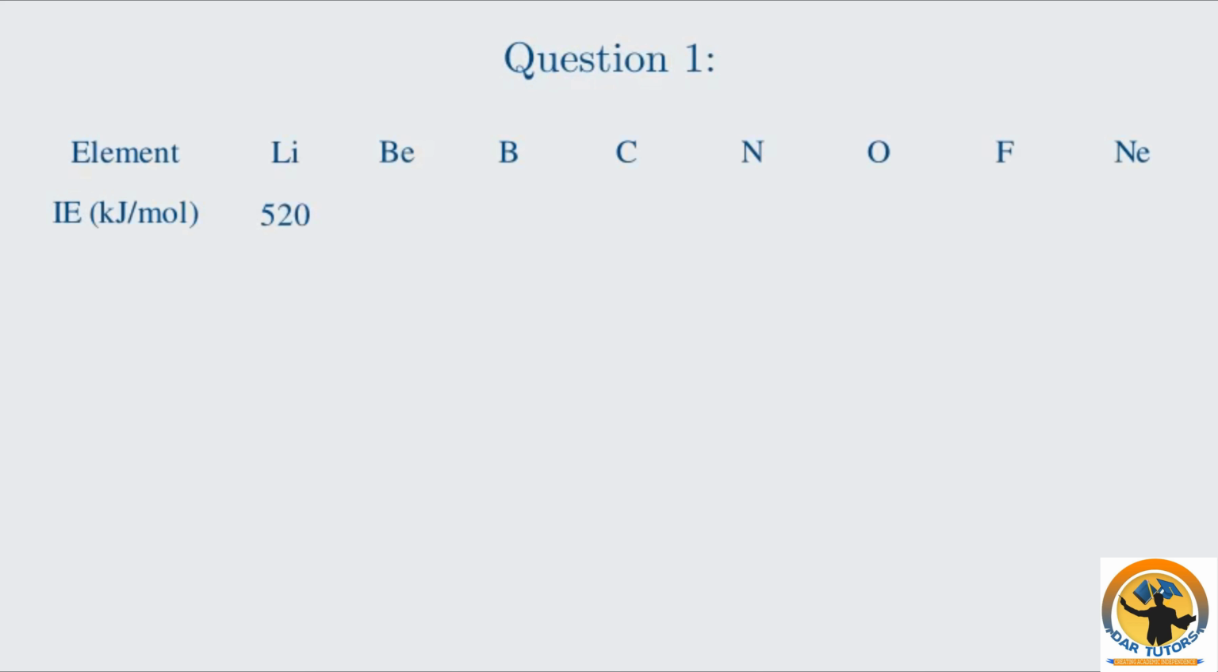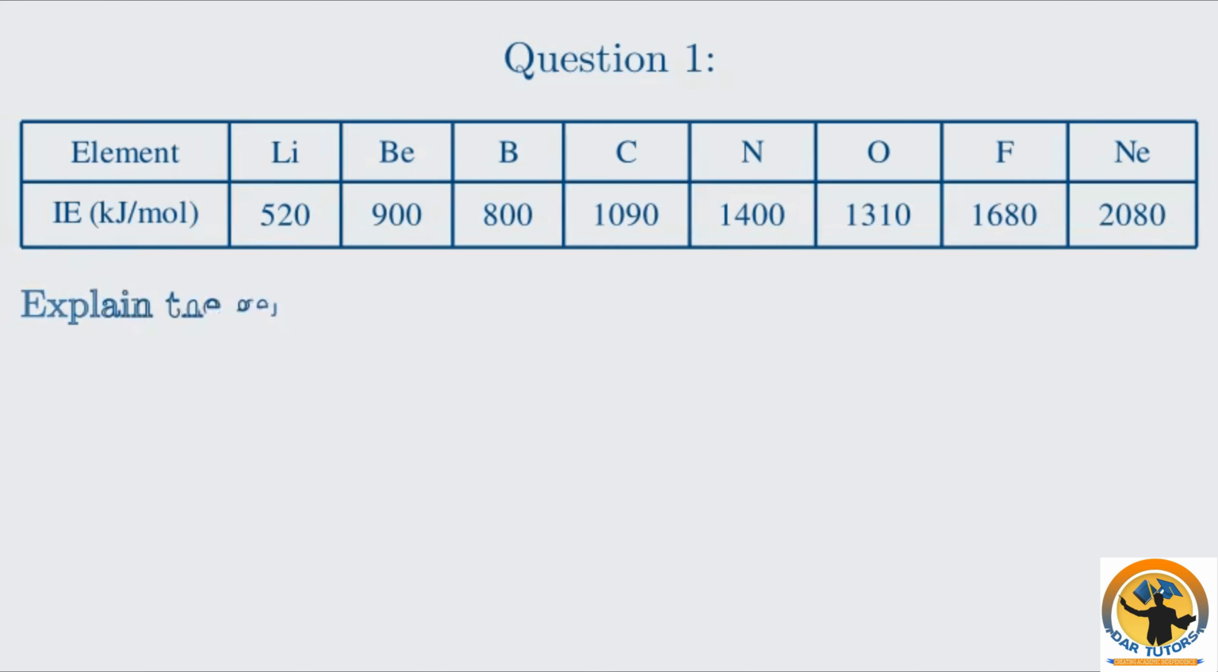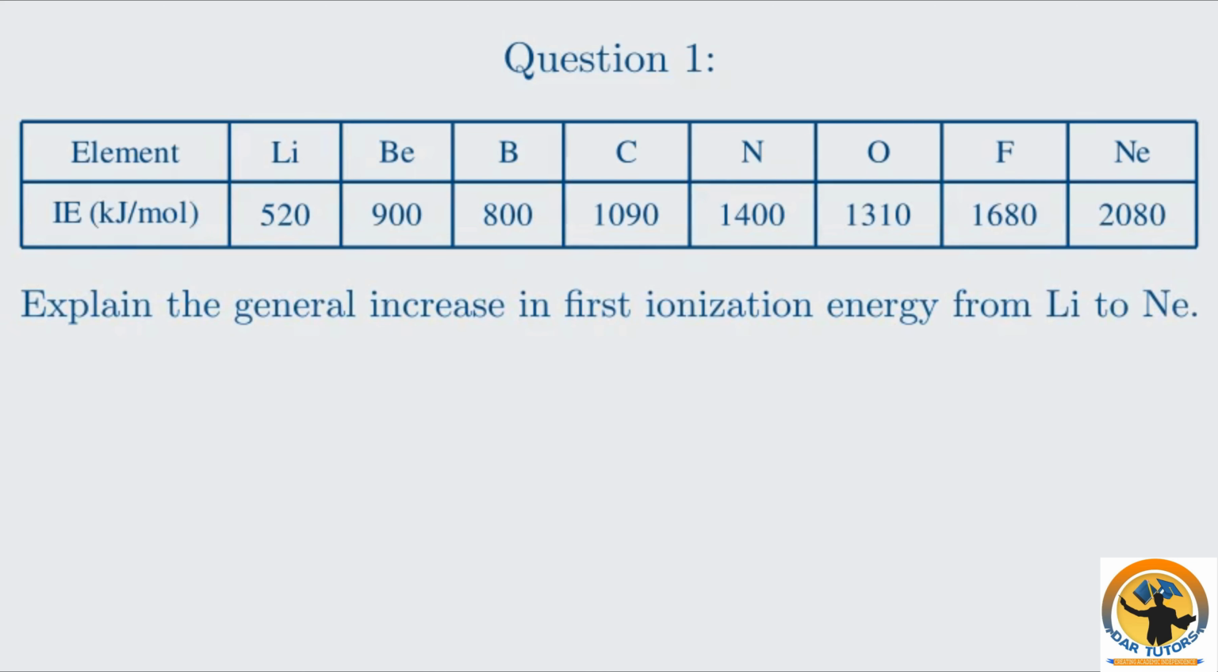Now, let's put your knowledge to the test with some IB-style practice questions. I'll show you the question, then pause for you to try it on your own before providing the full solution. Here is our first question. The first ionization energies for the elements in period 2 are shown in this table. Our task is to explain the general increase in IE across the period. Take a moment to pause the video and construct your answer.